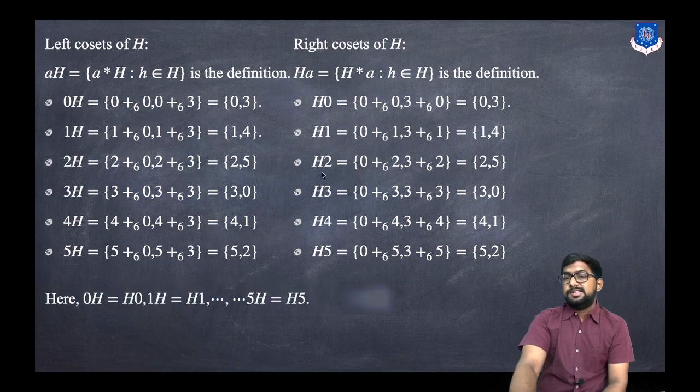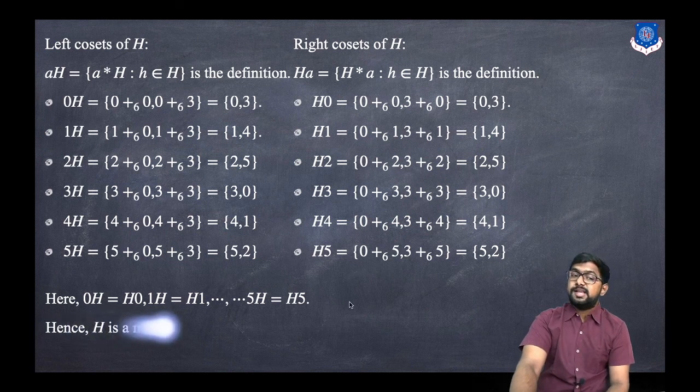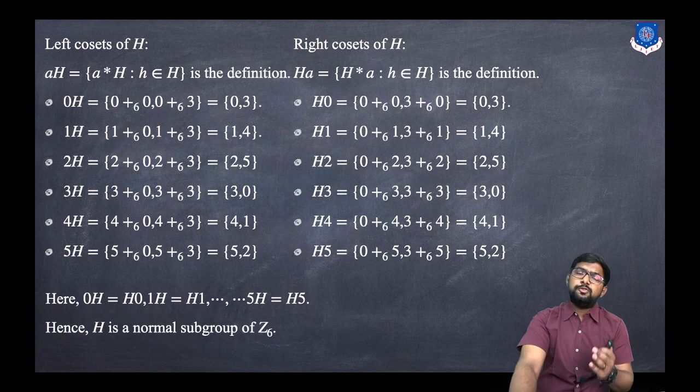Now as you can see, all the left cosets and right cosets are the same: 0 3, 0 3, 1 4, 1 4, 4 1, 4 1, 5 2, 5 2. So here 0H and H0, 1H and H1, up to 5H and H5, all are the same. So by the definition of a normal subgroup, H is a normal subgroup of Z6 because the left cosets and right cosets are the same.